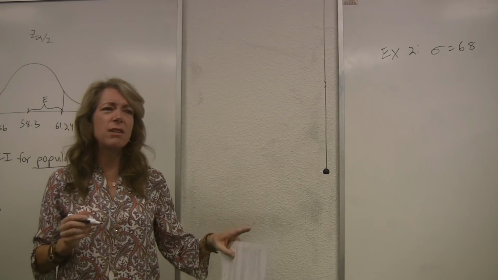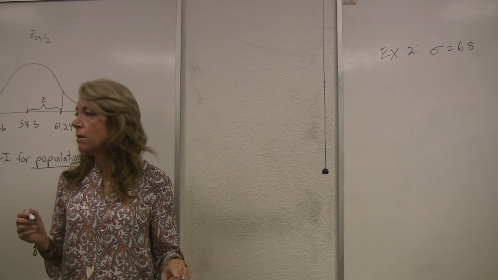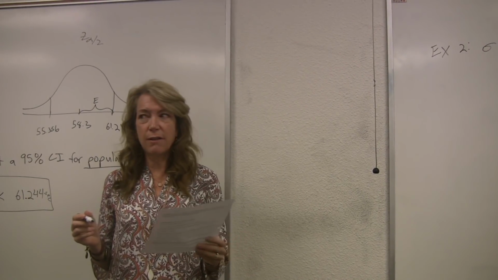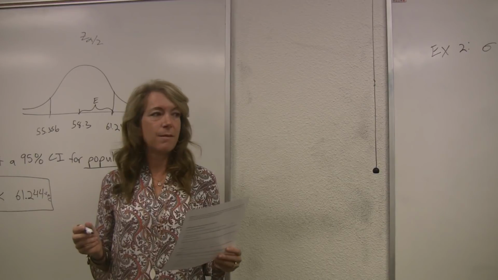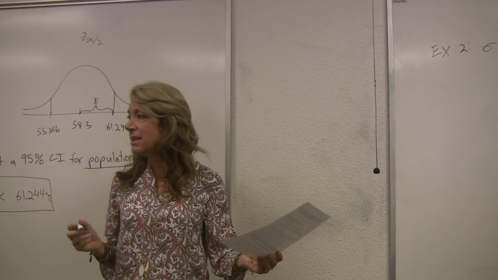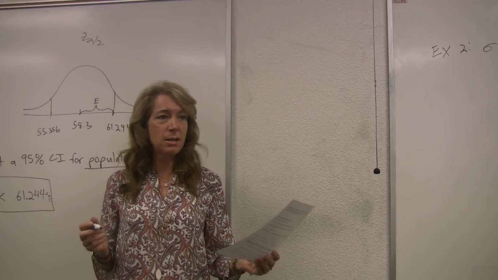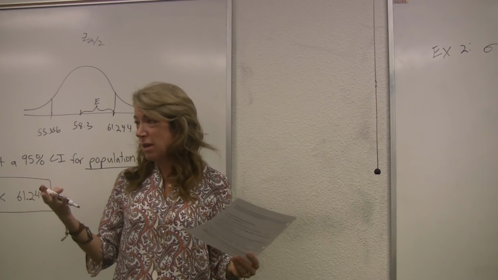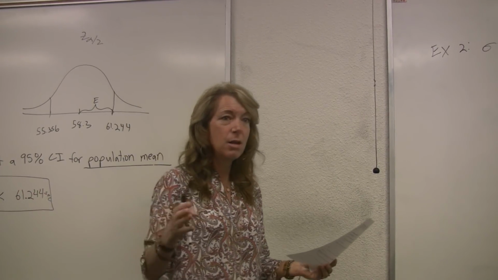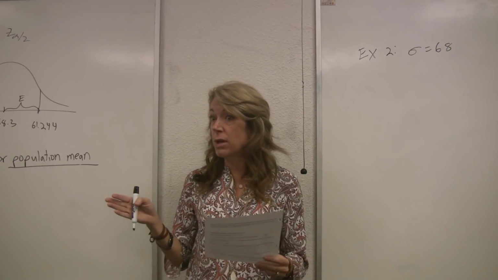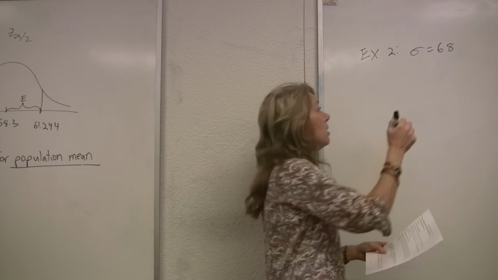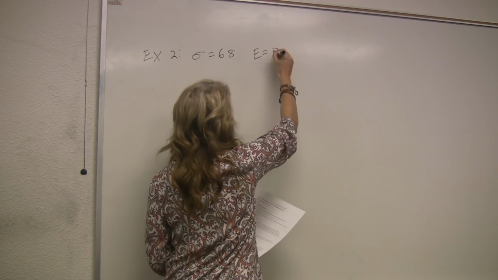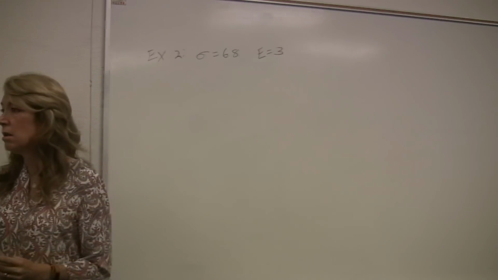And Evelyn says they gave us margin of error. Where is that? Doesn't say margin of error. Yeah, it says they want to estimate sample mean within 3 points. That means it can't be off by any more than 3 points. So they're giving you the error without using the word error. So that's E. And be careful. Those are not percentage points. Those are just points. That's just the number 3.